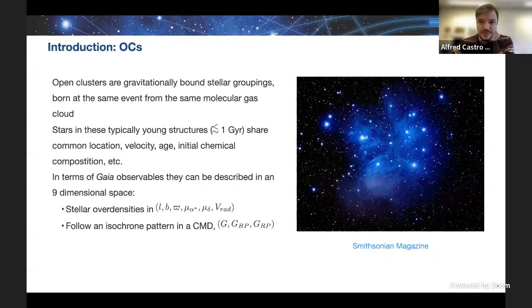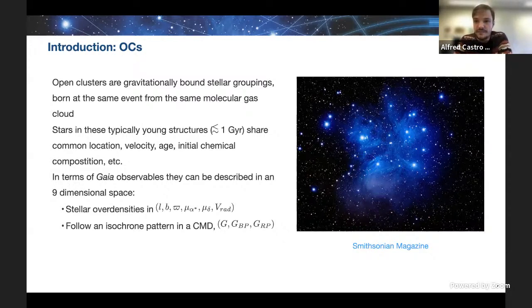I'm not going to take a lot of time here because it is mostly known to everyone. So what are open clusters? Basically, they are gravitationally bound stellar groupings that were born in the same molecular cloud. So they share ages, they share initial chemical compositions. They also share location, velocities, and so on. In terms of Gaia observables, that's what we are interested in.